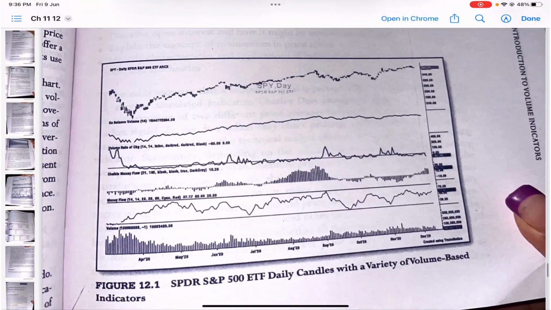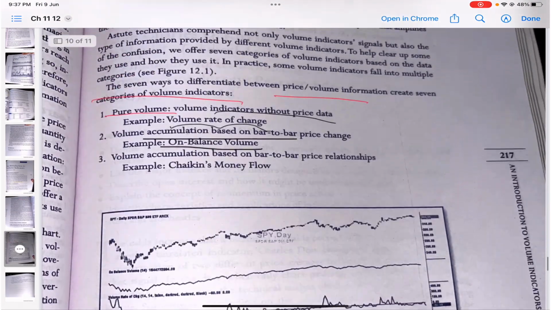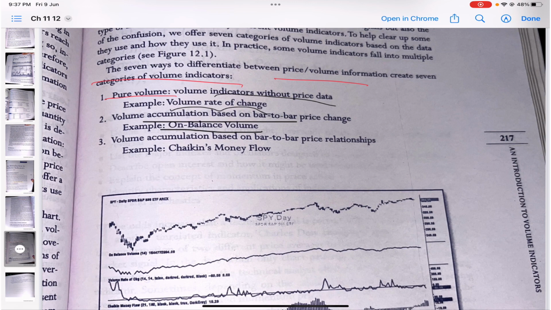Let me see the pictures which they have given in the book. This is my on balance volume. This is my volume rate and volume rate of change. So you don't have to go into the detail of it because you just have to learn the names, and you should go and backtest and see which one works for you. Like for me, if you ask me personally, I only use the histogram, the volume bar charts, because that is very much enough for me.